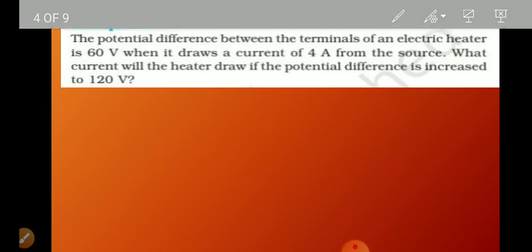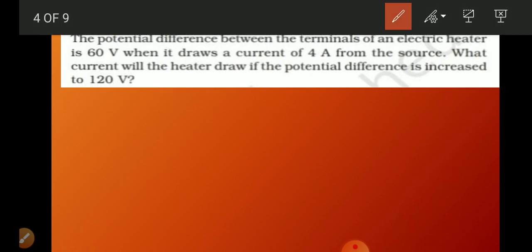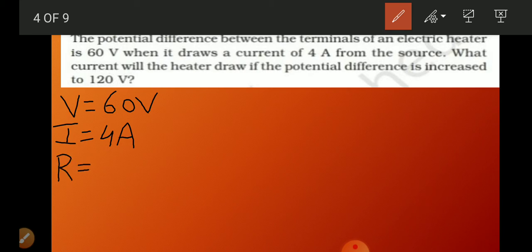Okay, here first let us take what is given. They have given that potential difference, that is voltage, is equal to 60 volt. So when it draws a current of 4 ampere, current is given as 4 ampere from a source. What we have to find now? First we have to find the resistance because resistance is not given. So resistance R is equal to V divided by I.